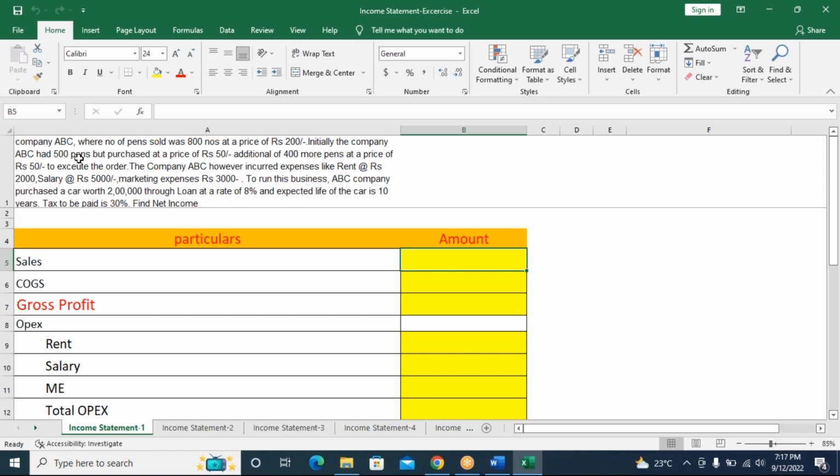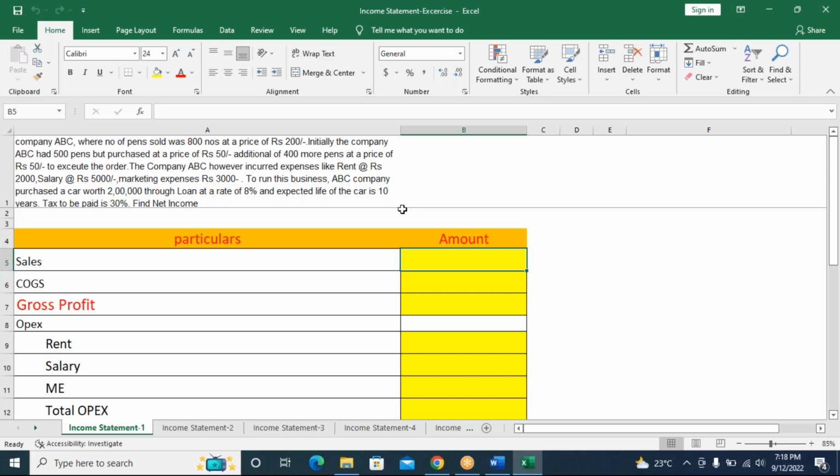Okay, let's start. Company ABC sold 800 pens at the rate of 200 per pen. Initially, the company ABC purchased 500 pens at a price of 50 rupees, and additional 400 pens at a price of 50 rupees. So here, the purchase has happened 2 times. To execute the order, the company incurred expenses like rent at rupees 2,000, salary at 5,000, and marketing expenses at 3,000 to run this business.